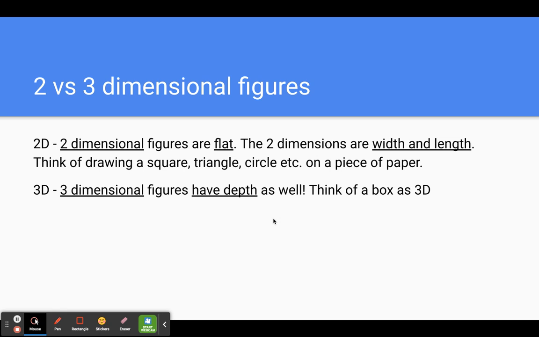So the big difference between area and perimeter, which we did in 11.1 and 11.2, and now in 11.3, working with surface area, that brings us to the difference of 2 versus 3-dimensional figures, right? So 2D or 2-dimensional figures are flat. The 2 dimensions are width and length, base and height. When we think about parallelograms, think of just drawing a square, a triangle, a circle, etc. on just a piece of paper. It's flat. There's no third dimension to it. There's just 2 dimensions, right?